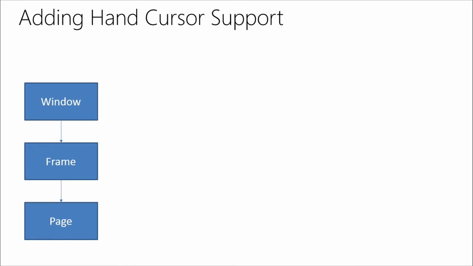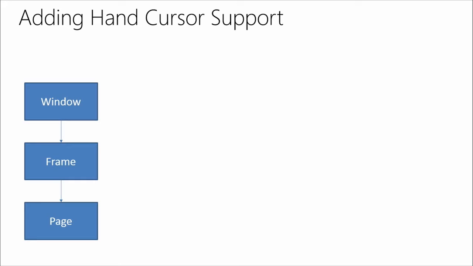So before I write some of that code and before I do some of those steps, I'm going to talk about how you have to add hand cursor support into a XAML application. The typical structure of a XAML application has a window at the root that inside of app.xaml.cs is holding a frame, and you're navigating different pages into that frame. So that window and frame are always there for a Windows Store application, and the pages change.